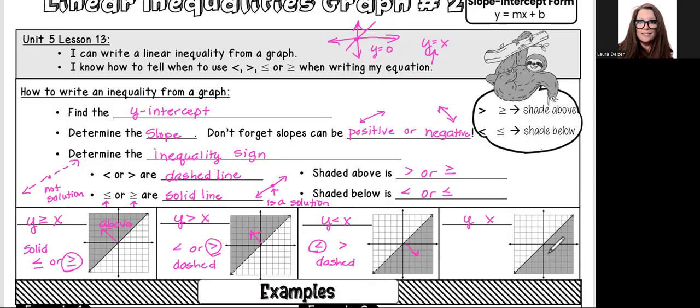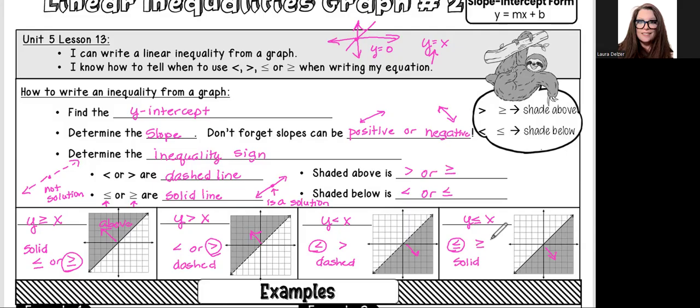And so this one is a solid line. Because it's solid, we know it can only be less than or equals or greater than or equals. And because it's shading below, we know it's going to be this one. Okay, so that's how you tell which inequality to put in there.